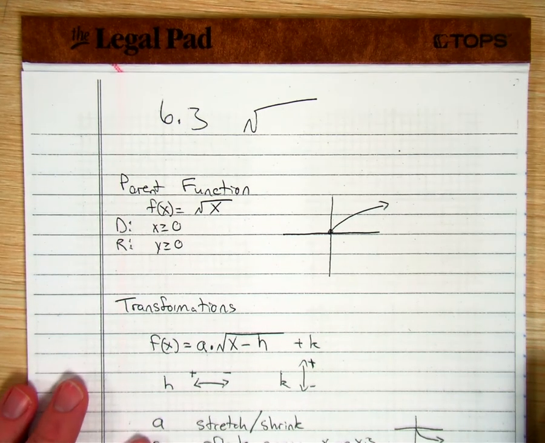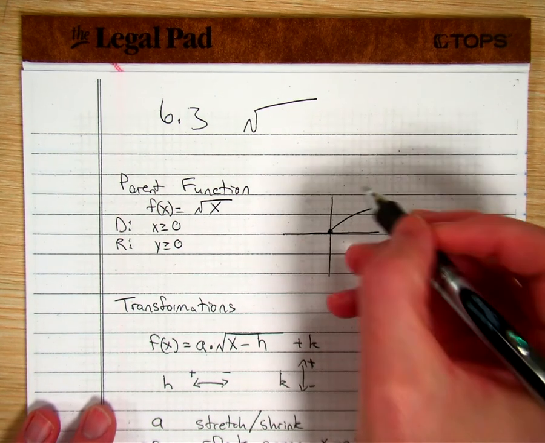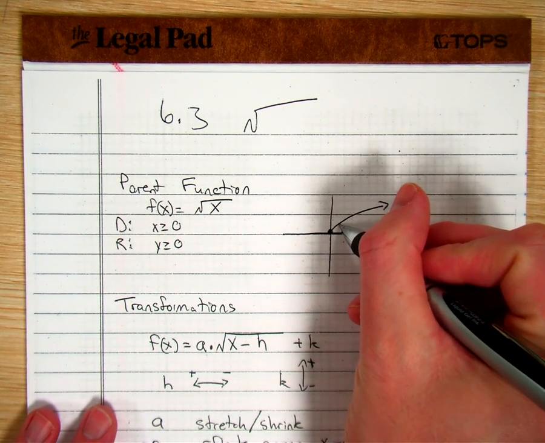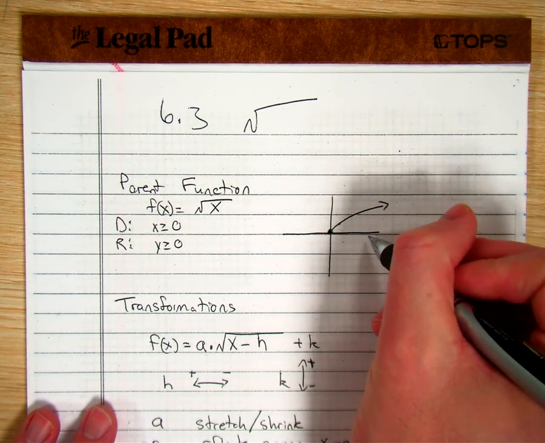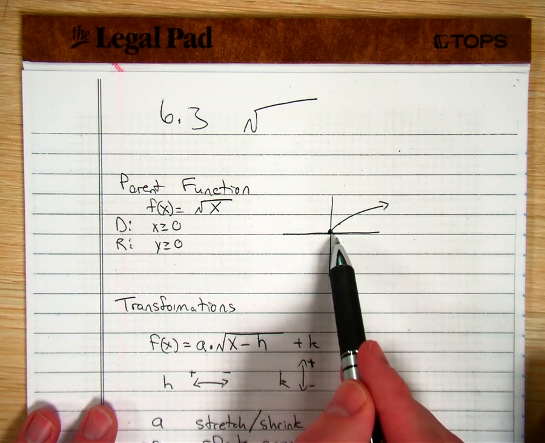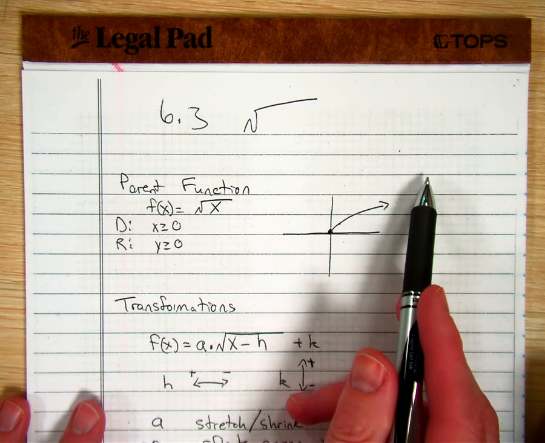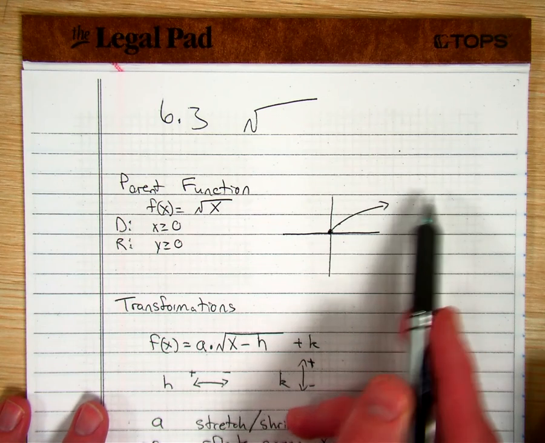Okay, our parent function here is just the basic square root of x. We're starting at 0, 0, and we're going up 1, 1. The next nice point is going to be at 4, 2, and on we go. It has a definite start point and then goes forever in this direction.